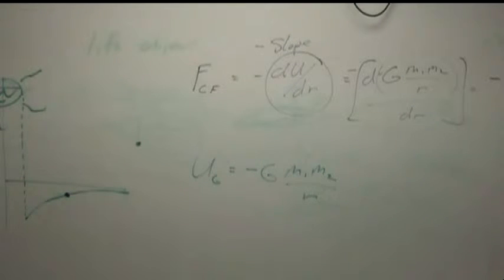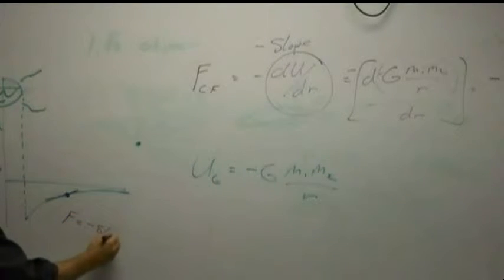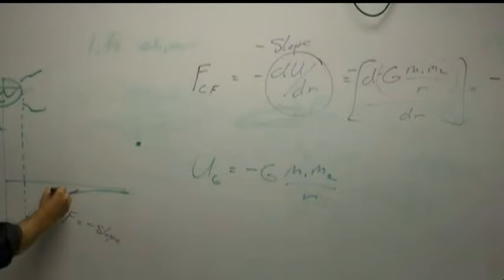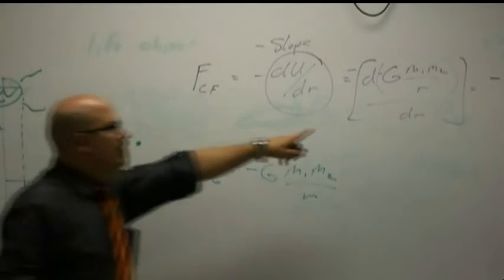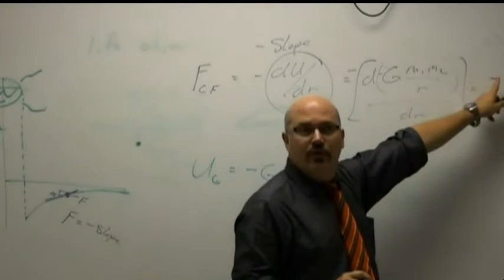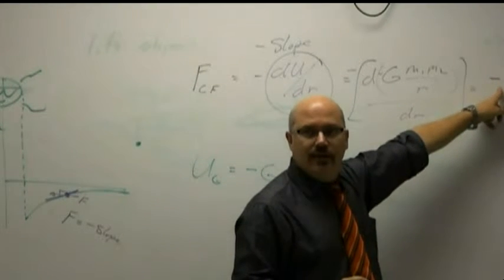Negative of the slope. Got it? What's my slope here? Positive something. And so my force right here is going to be negative. The force is equal to the negative slope. My slope is positive, so the force right here is going to be that way. Does everybody get that? Towards the sun. Notice that's what we get here too. The force is towards the sun.